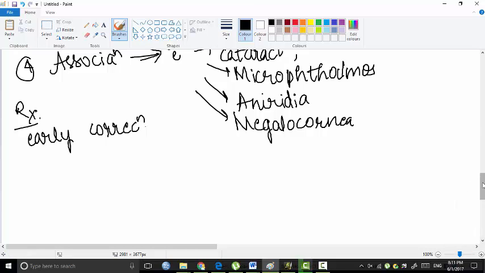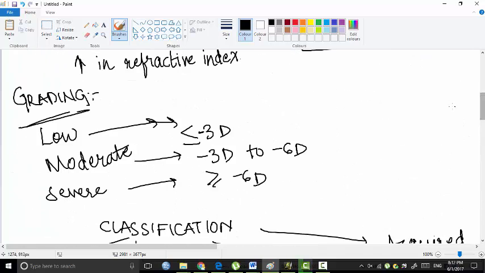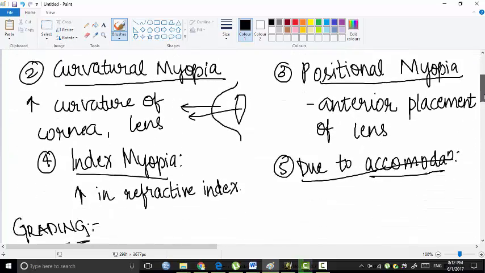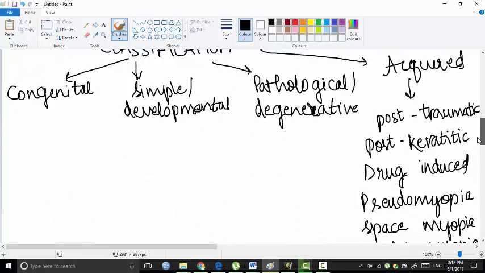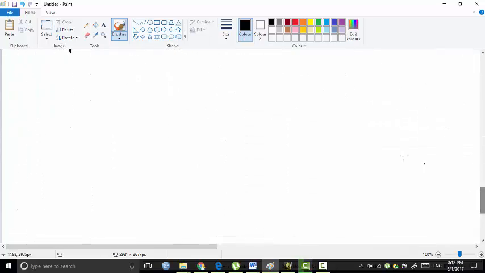Right? All these are the major features of congenital myopia. So here, at first, we have learned about myopia, etiological features, grading, classification and congenital myopia. Now coming to the other type of myopia, which is most common in many students or in many people, is simple myopia.